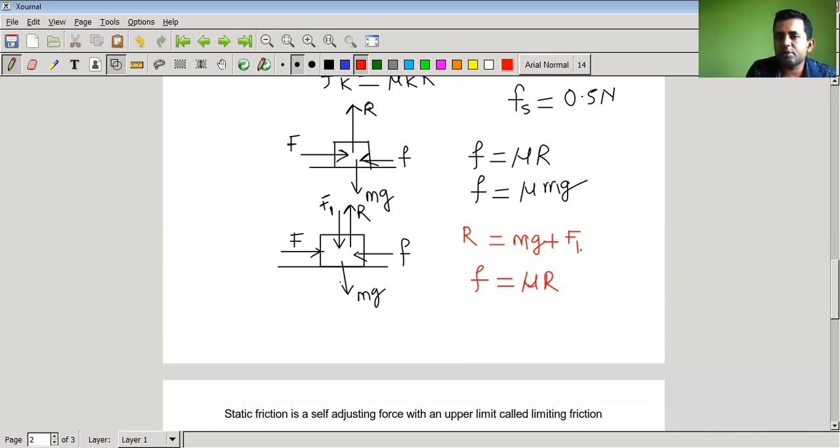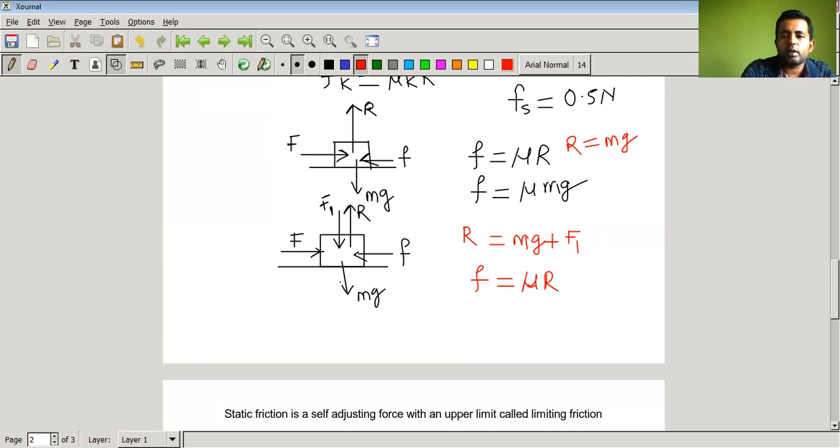Now R is mg plus F1. By applying a force in this direction, we have increased the contact force, or the support force. R was mg here, but if I apply force in this direction, R increases, so friction also increases. So in this way, we can say that if I increase the contact force, I can increase the friction force. Okay, now, moving on.